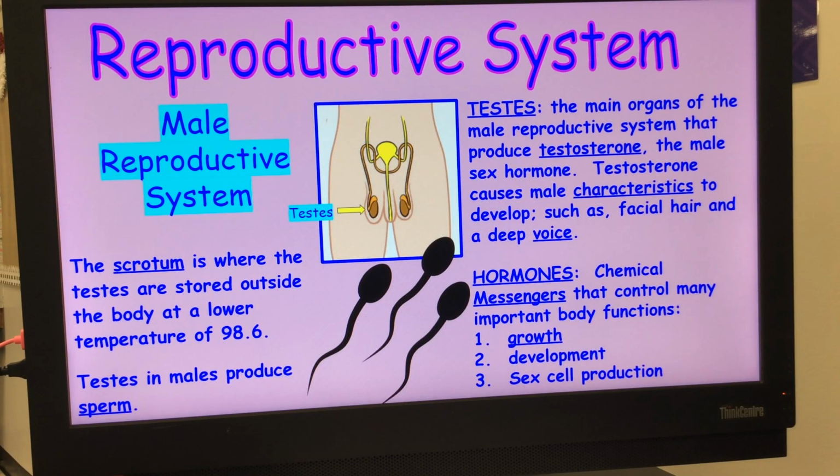Hormones. Remember, we learned about hormones from the endocrine system. Hormones are chemical messengers that control many important body functions, such as growth, development, and sex cell production.